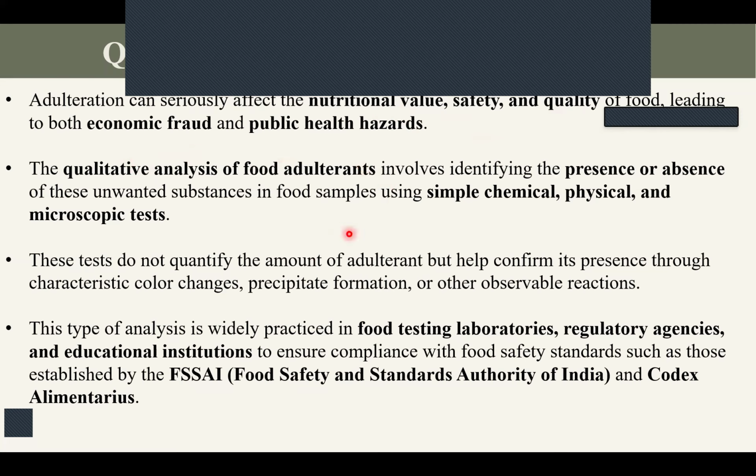Now, how do we identify these adulterants from normal food items? Adulterants show a change in their chemical or physical properties, or microscopic analysis can be done in order to differentiate between an adulterant and a food substance. This is all done in food testing laboratories that are approved by FSSAI in accordance with the Codex regulations.